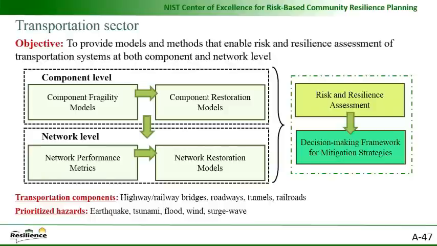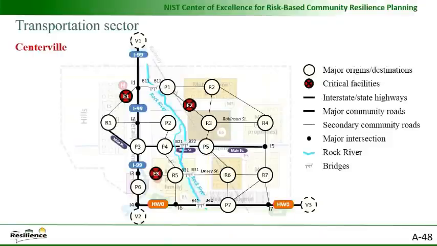The transportation components currently considered include highway and railroad bridges, roadways, tunnels, and railroads. The considered hazards are earthquake, tsunami, flood, wind, and surge wave. The transportation network of Centerville has been used as a testbed for formulating the integrated network modeling and developing algorithms for performance metrics used in resilience assessment. Currently, we are exploring various topological and flow-based metrics that can inform risk mitigation and resilience optimization strategies.